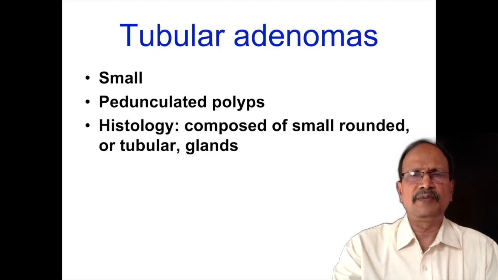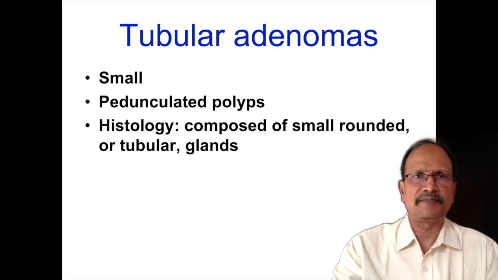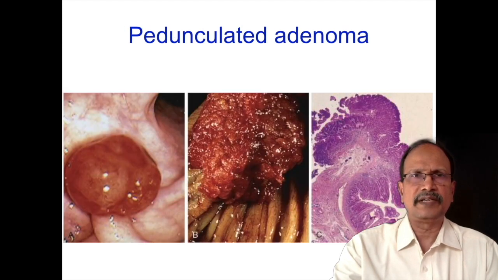Tubular adenomas are composed of small glands lined by cuboidal or columnar epithelium, which may show stratification and nuclear atypia in the form of hyperchromatism. They are usually pedunculated polyps. You can see that of the tubular adenomas, one is sessile and one is pedunculated.